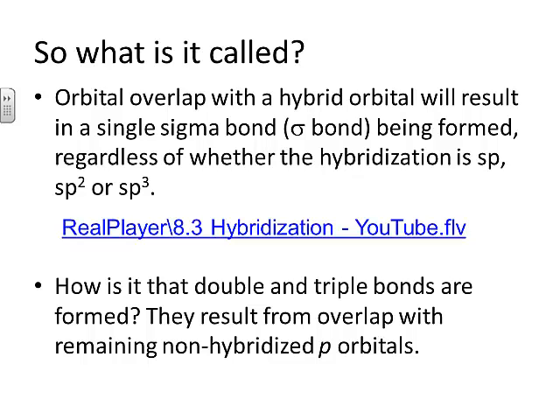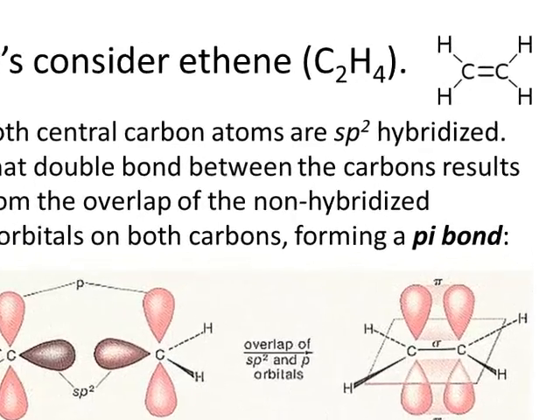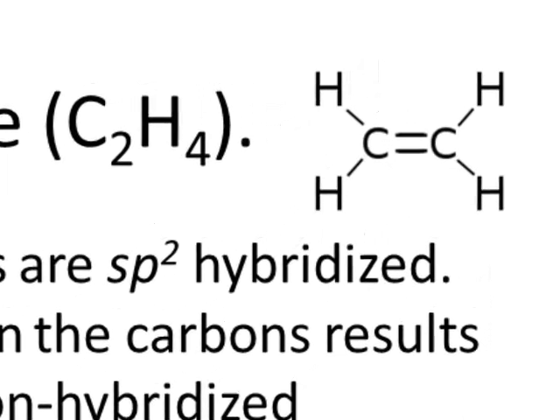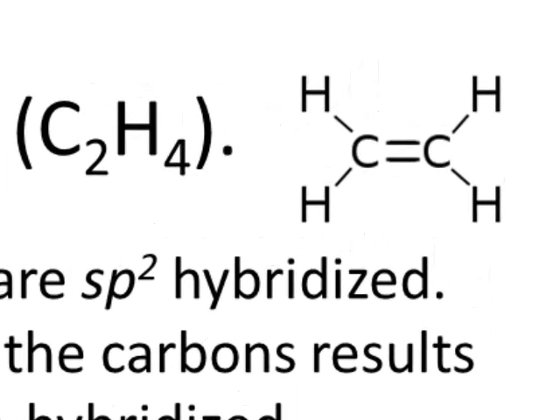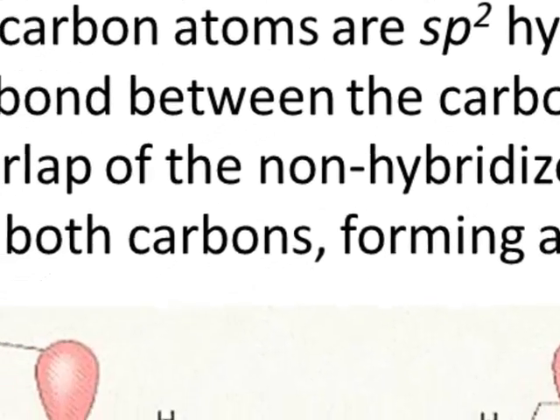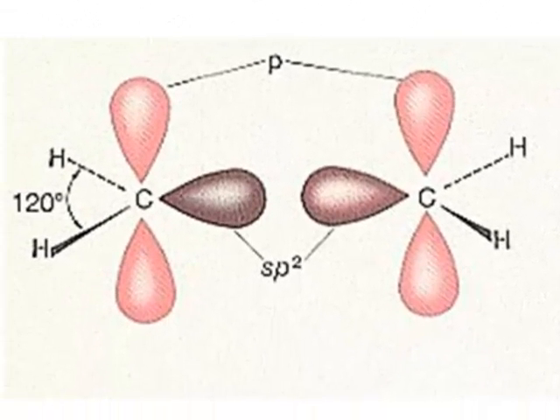So to get double and triple bonds, those p orbitals that did not hybridize can overlap with each other, and that's what we're going to look at next. As you can see here, we're going to consider the molecule called ethene. Its formula is C2H4, and its structural diagram would be like you see up here on the right. You've got a double bond between carbons, single bonds to each of those 4 hydrogens. Now, each of these carbon atoms, both the one on the left and the one on the right, are sp2 hybridized.